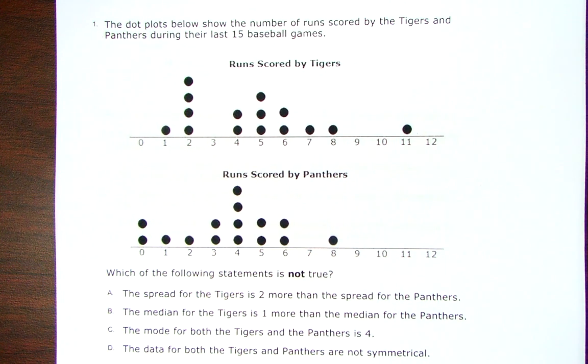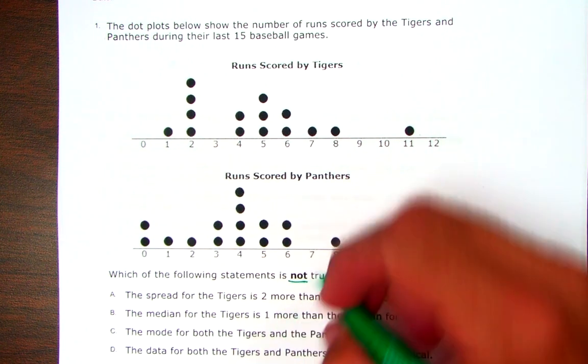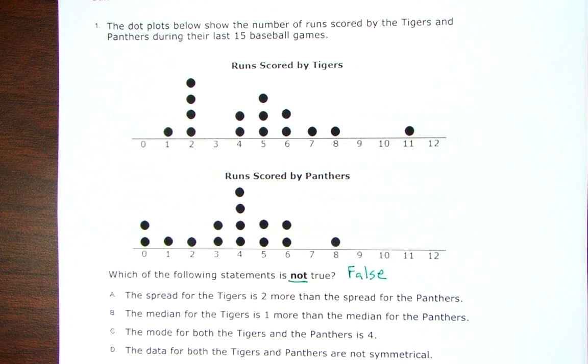All right, number one says, the dot plot below shows the number of runs scored by the Tigers and Panthers during their last 15 baseball games. Here are the two dot plots. Which of the following is not true? So we're looking for the false statement.